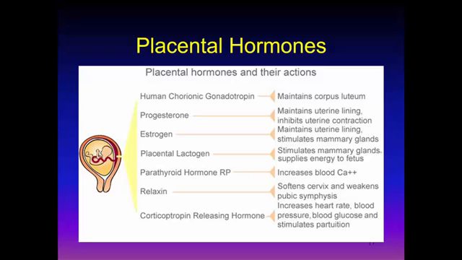Lactogen, which helps mammary gland development. Parathyroid hormone increases to increase blood calcium, which can lead to the side effect of Charlie horses for mom. Relaxin, which softens the cervix and gets ready for that stretching to occur during birth. And corticotropin releasing hormone, which increases blood sugar and blood pressure, unfortunately, sometimes as well.